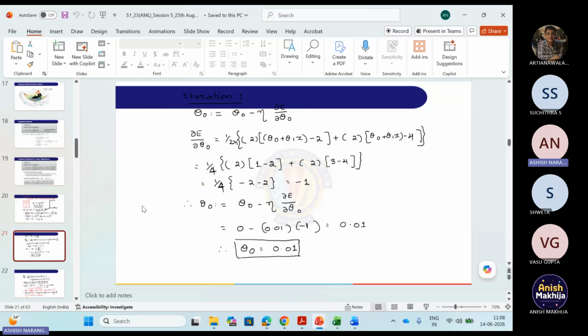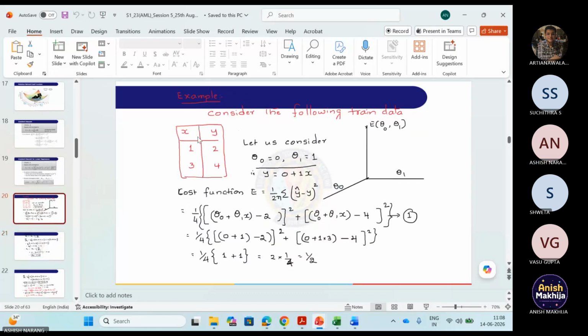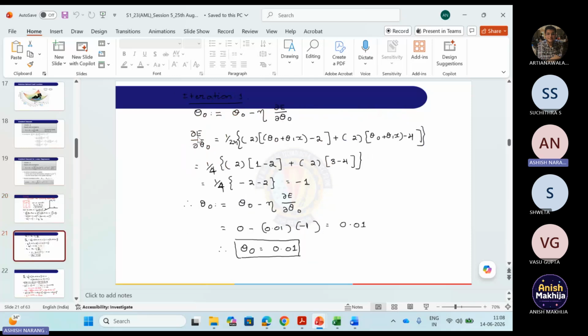Theta 0 is equal to theta 0 minus eta times partial derivative of the cost function with respect to theta 0. Now, if you look at it, I want to do the partial derivative of the cost function with respect to theta 0. Cost function is y minus y cap, squared, right? So theta 0 plus theta 1 x minus 2, theta 0 plus theta 1 x minus 4, right? So that is with respect to the data point. You see, this is my cost function, right?